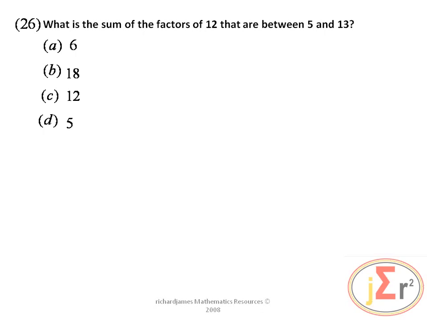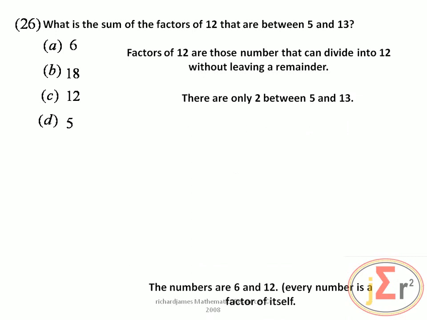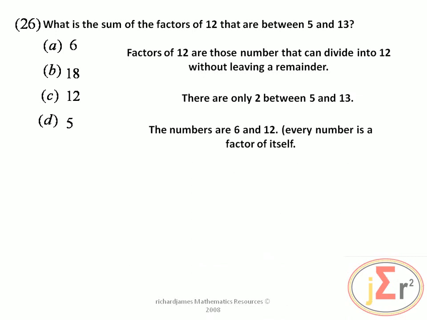What is the sum of the factors of 12 that are between 5 and 13? Factors of 12 are those numbers that can divide into 12 without leaving a remainder. There are only two between 5 and 13. And what are they? The numbers are 6 and 12. 12 is included because every number is a factor of itself.